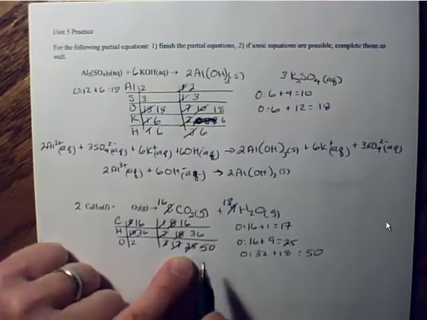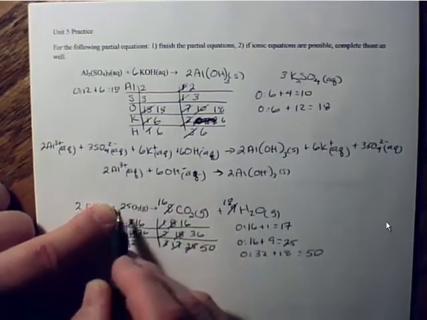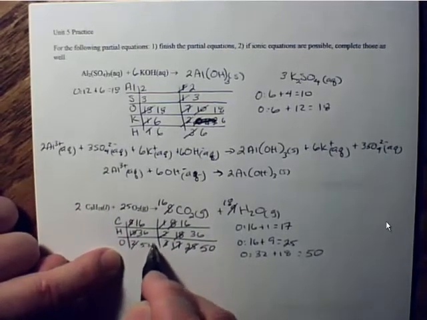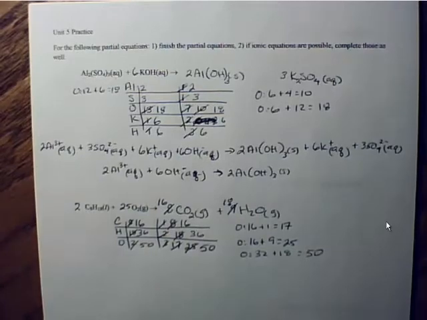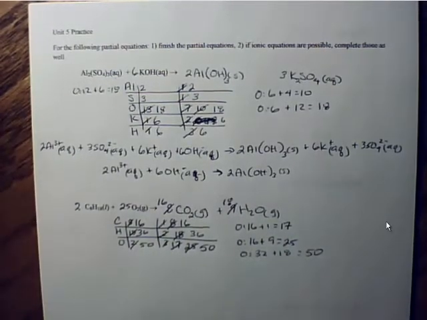All right. If I've got 50, that's an even number. I can fix the number of oxygens by simply putting a 25 right there. 25 times 2 is 50. A whole lot of balancing going on. Okay. But if you can do this, you can do anything.